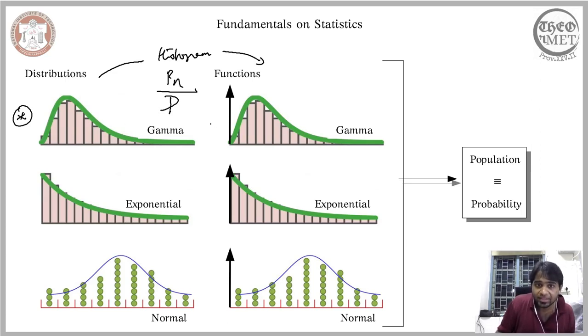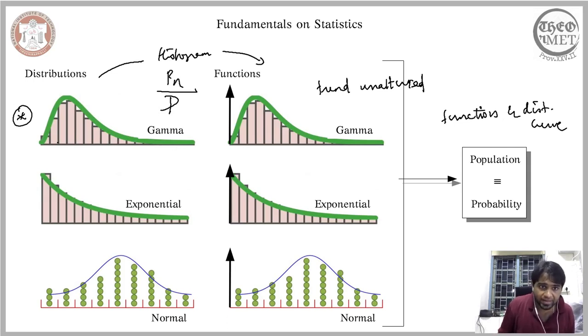And when we do that, the trend remains unaltered. So whatever trend we observed in the case of the histogram and the distribution curve, the same trend is also observed when we translate it to a function. So the function and the distribution curve exhibit the same trend. In the case of gamma, the distribution curve assumed a definite function. When we translated each of these bars to probabilities and fitted a function to it, the function also exhibits the same trend. Of course, quantitative values would vary, but the trend remains the same.